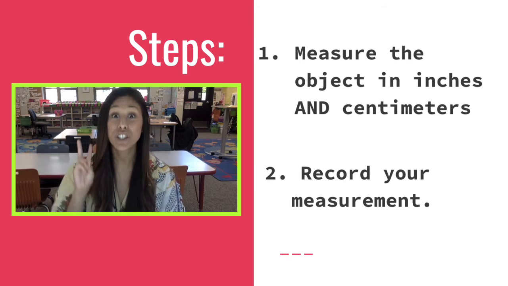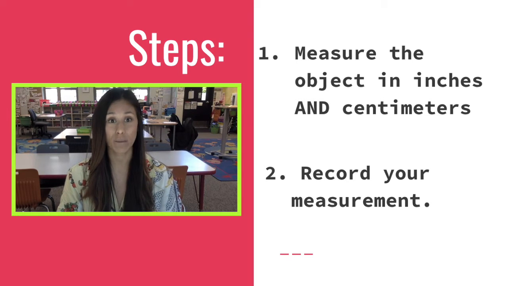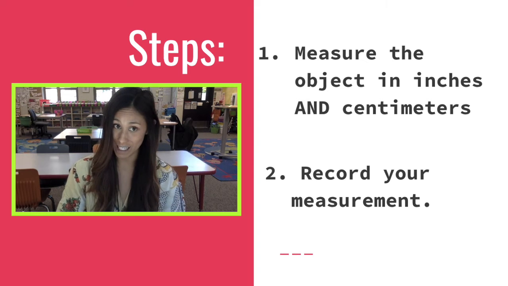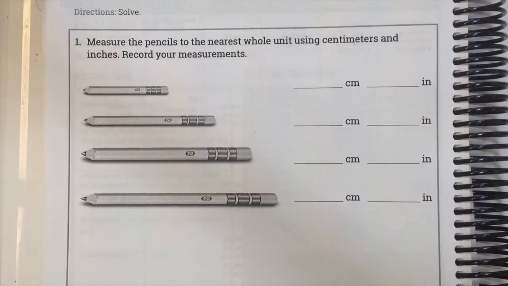Today we only have 2 easy steps to follow. Step 1 is to measure the object in inches and in centimeters, and step 2 is to record your measurement. Now I'm going to model one problem for you. Directions say solve. Number 1 says, measure the pencils to the nearest whole unit using centimeters and inches. Record your measurements. I have 4 pencils to measure, and I'm measuring them all in centimeters and in inches.